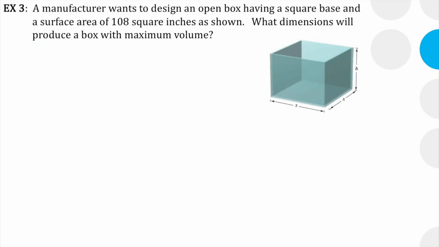A manufacturer wants to design an open box having a square base and a surface area of 108 square inches, as shown. What dimensions will produce a box with a maximum volume? Well, the volume of this box is going to be x squared times h. That is our primary equation.